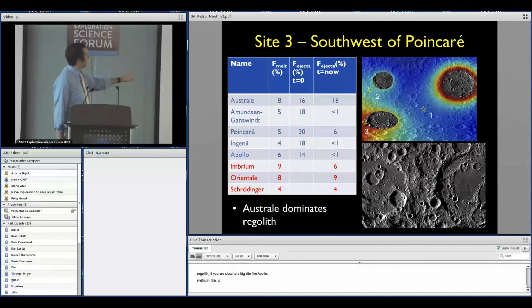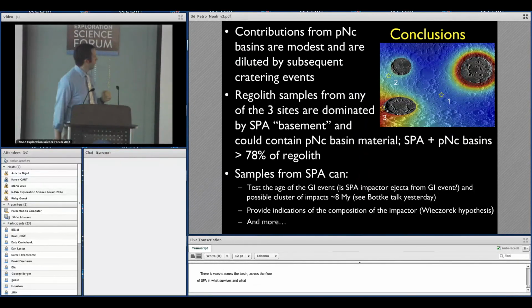So we've seen that there's a variability across the basin, across the floor of SPA, in what survives and what's available to be sampled today. So let me end with some concluding slides. So we have modest contributions from pre-Nectarian age basins across SPA. It's there. It's probably in very, very small quantities. Of course, the difficulty is if they are all forming within a very narrow window of time, pulling out each event might be somewhat tricky, but I'm convinced that Barb can do it. Maybe she doesn't believe it, but I think she can.